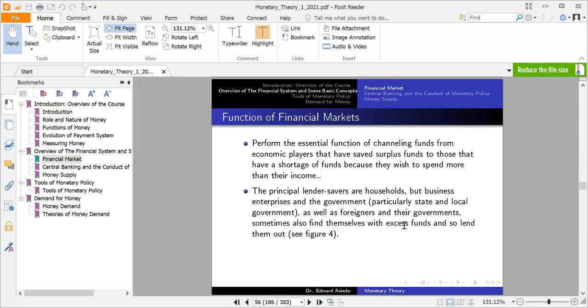They will lend out that money. I want you to think of this in a very holistic way. Okay. If you have an economy where people, even at the individual level, firm level, all have excess funds.